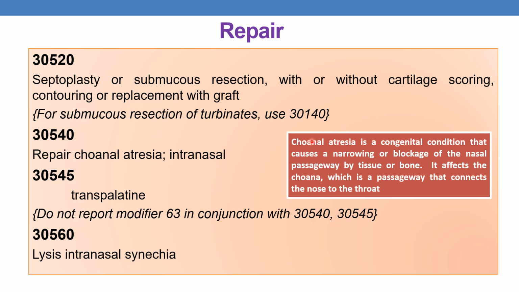Choanal atresia is nothing but a congenital condition that causes narrowing or blockage of the nasal passageway by a tissue or bone. It mainly affects the choana, which is the passageway that connects nose to the throat. Atresia is nothing but a condition in which an orifice or passage in the body is closed or absent. Next CPT is 30560. It deals with lysis intranasal synechiae. We know that synechiae are nothing but adhesions which are formed between the adjacent structures.